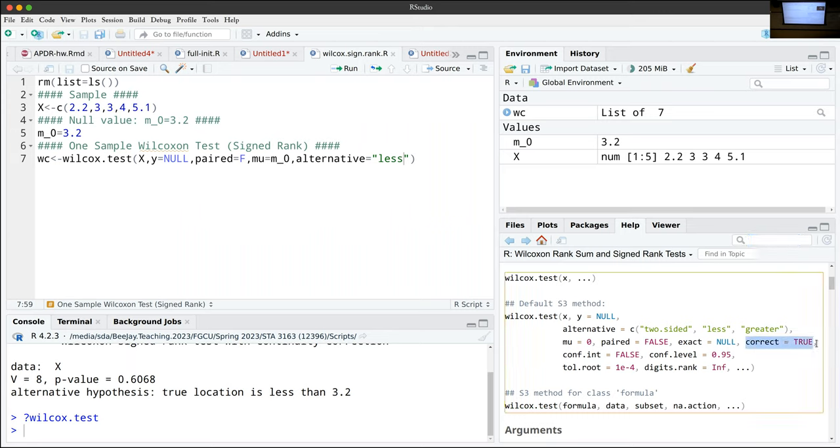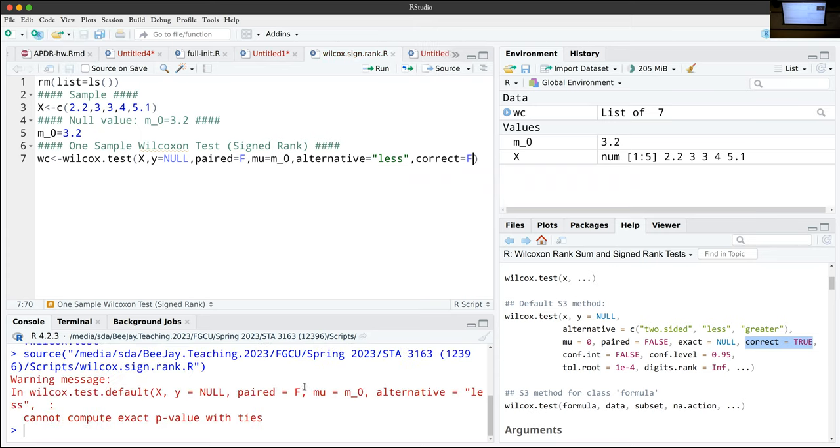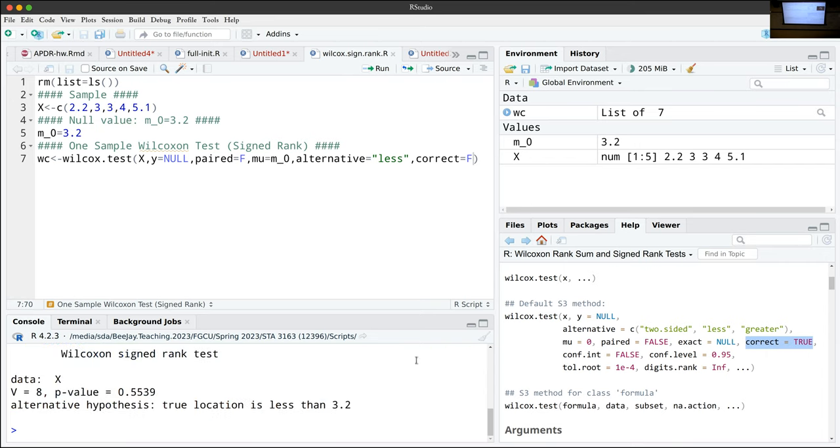Right over here, correct equals true. That is what we use for continuity correction. You can set it to false. I've heard many people say, always use correct equals true. I don't agree, because correction is required only when you try to approximate using the normal distribution. But when it comes to non-parametric statistics, people don't agree much.